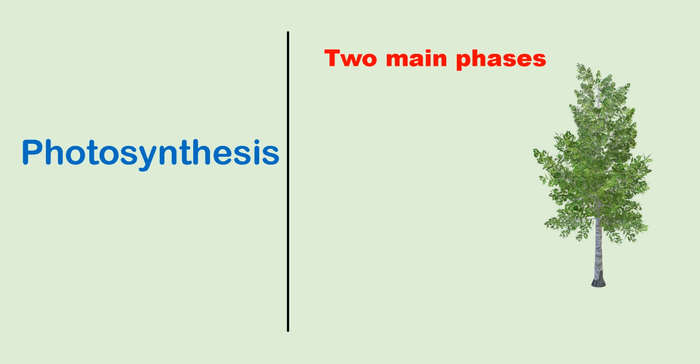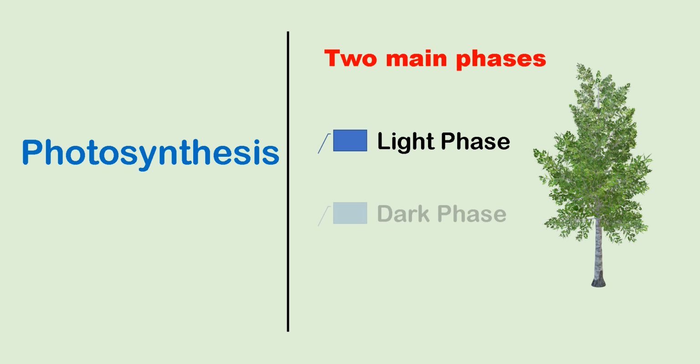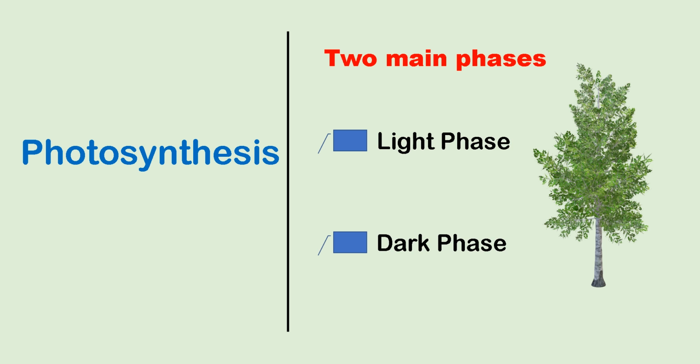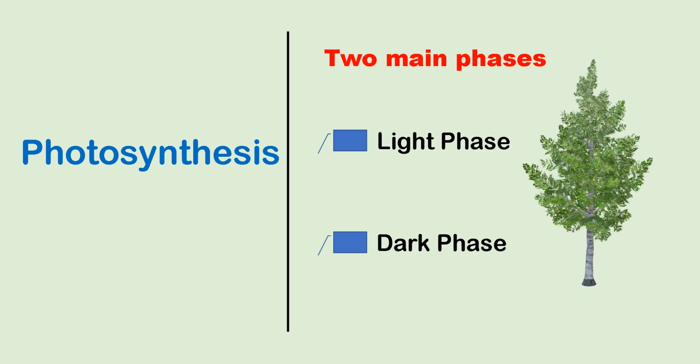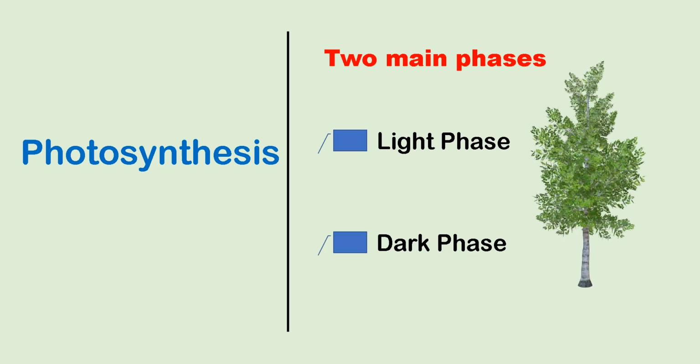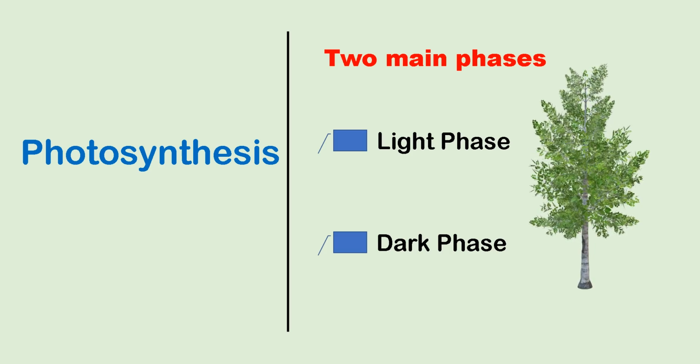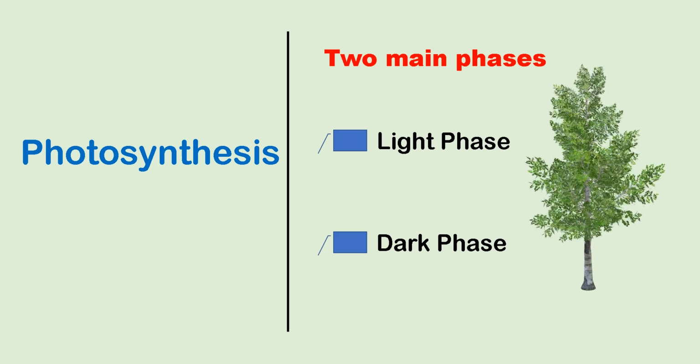So these two main phases of photosynthesis are the light phase and the dark phase. Now, why is it called the light phase? The light phase indicates the light dependent phase. That means to perform this initial phase, they need the light.